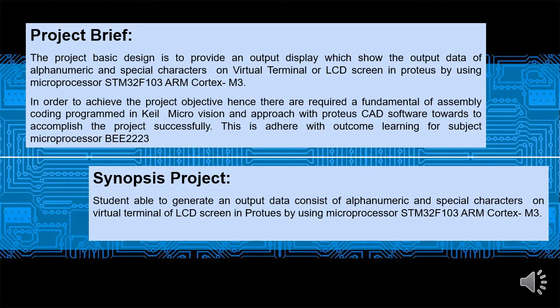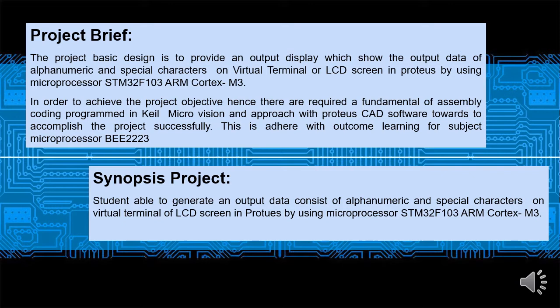The project assignment brief. The basic design is to provide an output display which shows output data of alphanumeric and special characters on a virtual terminal or LCD screen in Proteus by using the microprocessor STM32F103 ARM Cortex M3. In order to achieve the project objective, a fundamental of assembly coding program in Microvision is required, together with Proteus CAD software, to accomplish the project successfully. These adhere to the learning outcomes for the subject Microprocessor BEE 2223.